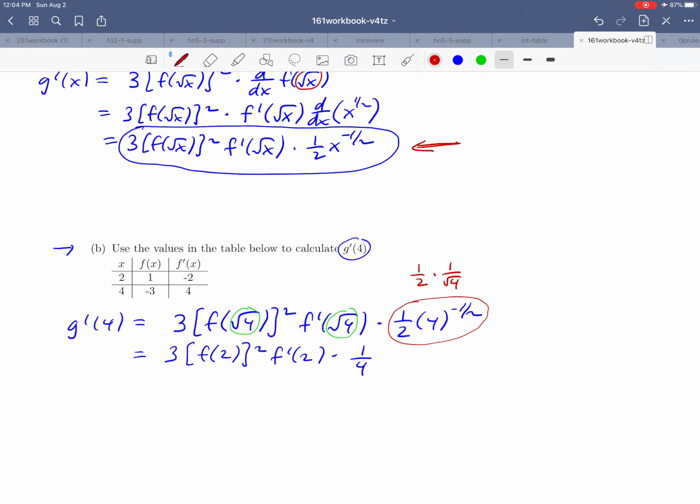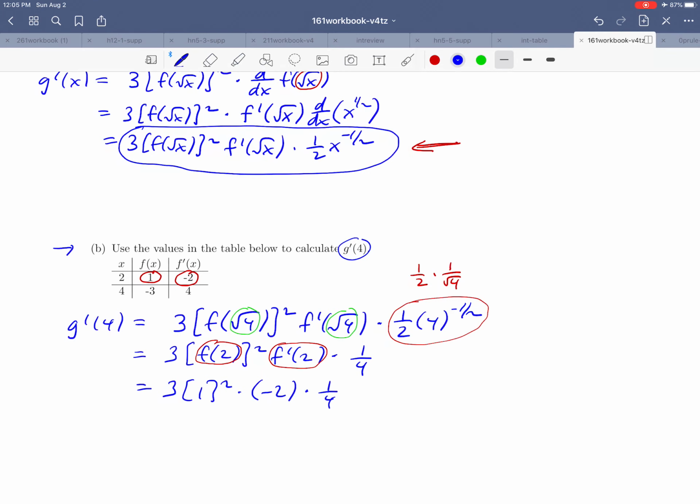see if we can figure out numbers for the missing pieces. So for example, f of 2, is there a way that we can get a number for that? Notice that that's sitting in our table. f of 2 is equal to 1. So we can fill that in. And then what about f prime of 2? Notice that that number is also in our table. It's sitting right here. It's negative 2.